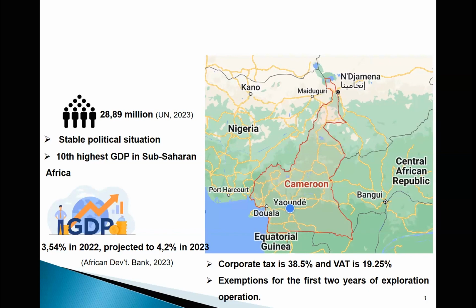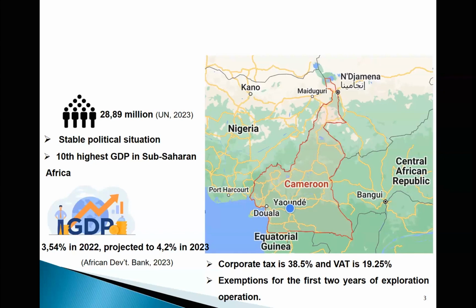Corporate tax is about 38.5 and VAT is 19. That's a little bit higher than what we have in South Africa. I was going to say the GDP is projected by the African Development Bank to grow to about 4.2 from 3.5 in 2022. So the fiscus is conducive, as I said, for foreign investment.